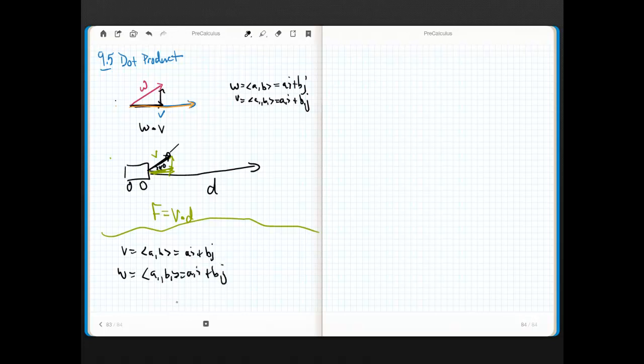Watch how simple it is to dot them. V dot W is simply equal to A times A1 plus B times B1. Notice the I and the J disappear. They disappear. It's a scalar. Remember, this is a magnitude that we're finding. So you simply take the product of the horizontal components of both and you add it to the product of the vertical components of both.